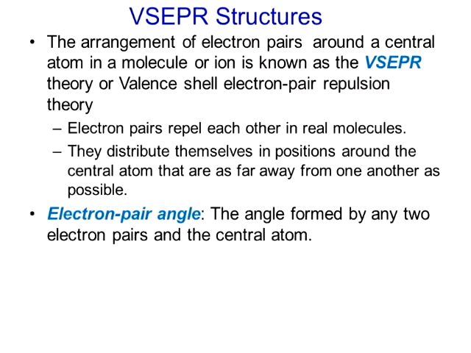Electron pairs repel each other in real molecules. In other words, when these atoms come together to find that lower energy position, there is some positioning based upon its electrons, based upon its electron density and the distribution of the electrons and the count of those electrons. They distribute themselves in positions around the central atom that are as far away from one another as possible. When it does this, it forms a particular angle. The angle formed by two electron pairs in the central atom is what's called the electron-pair angle.